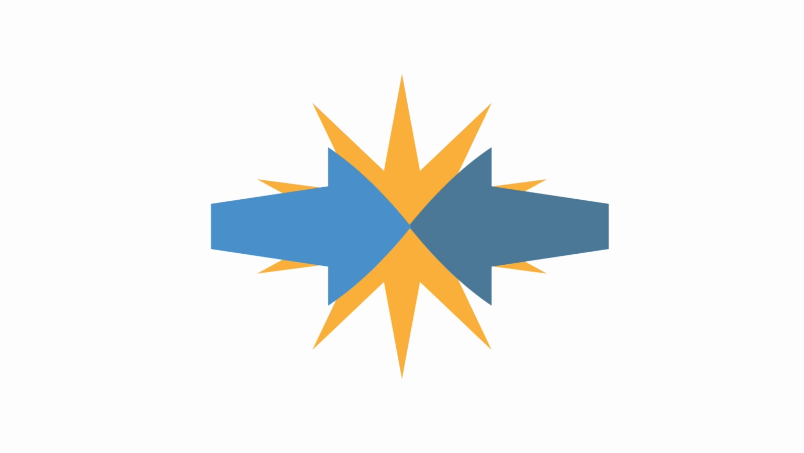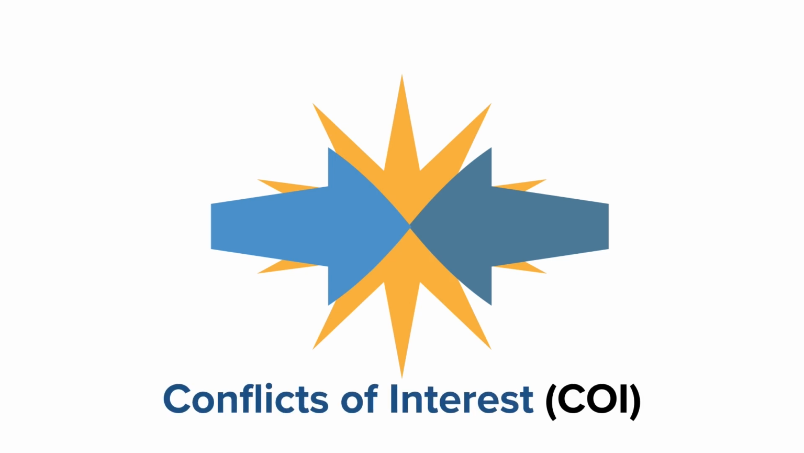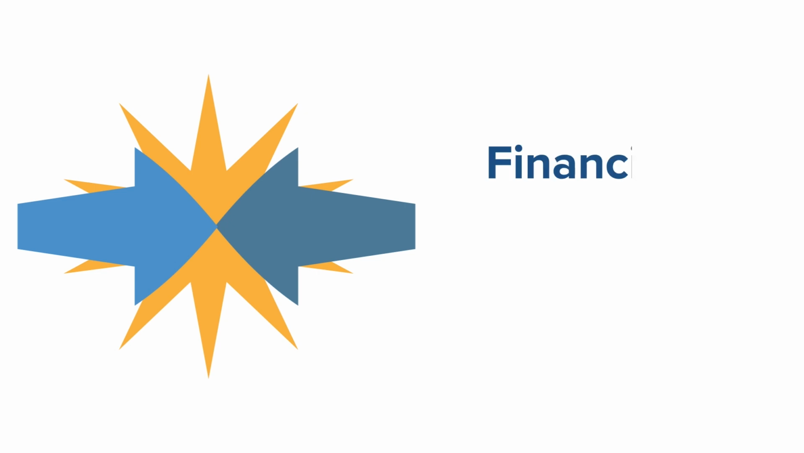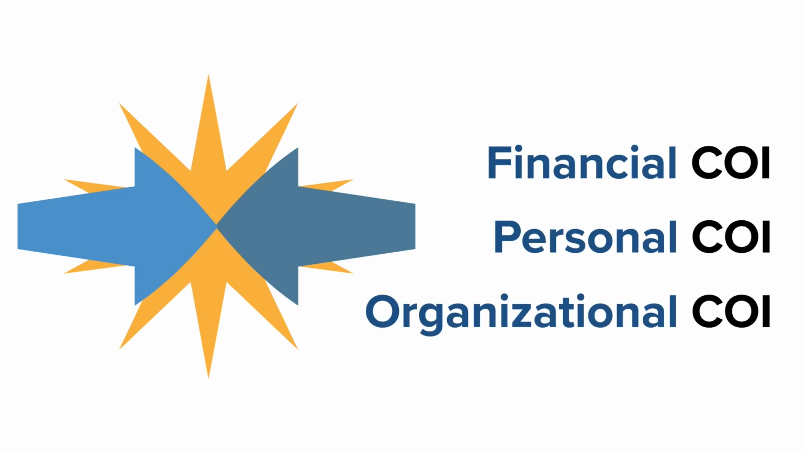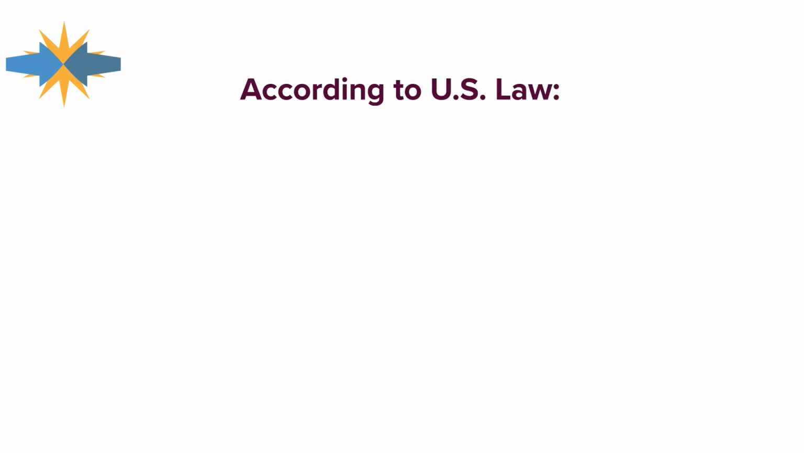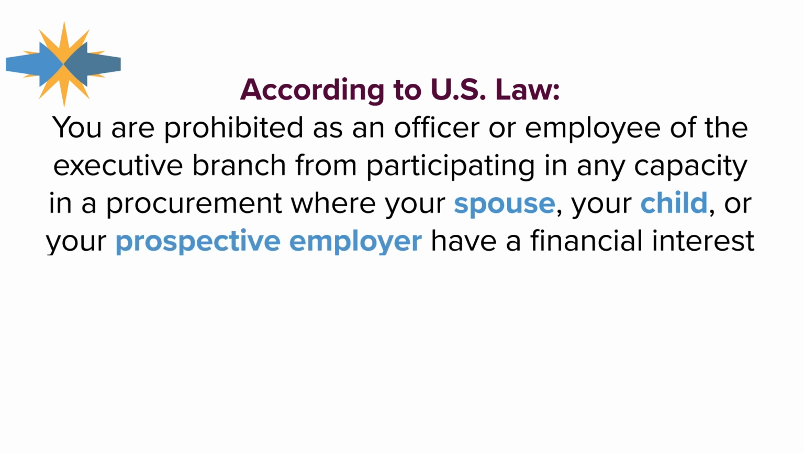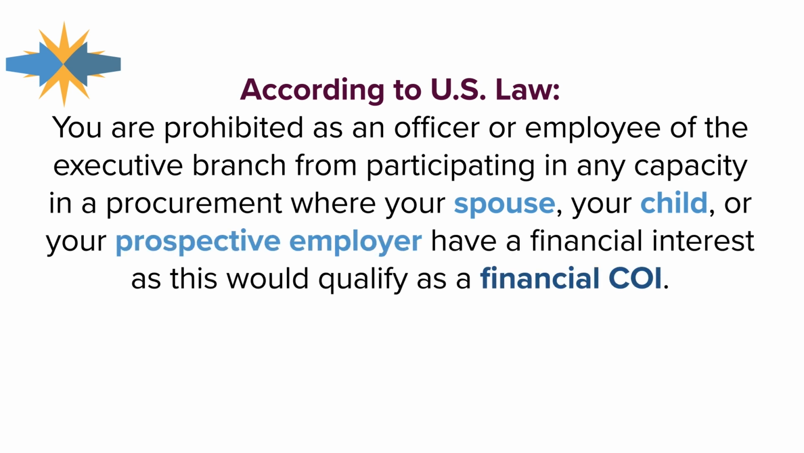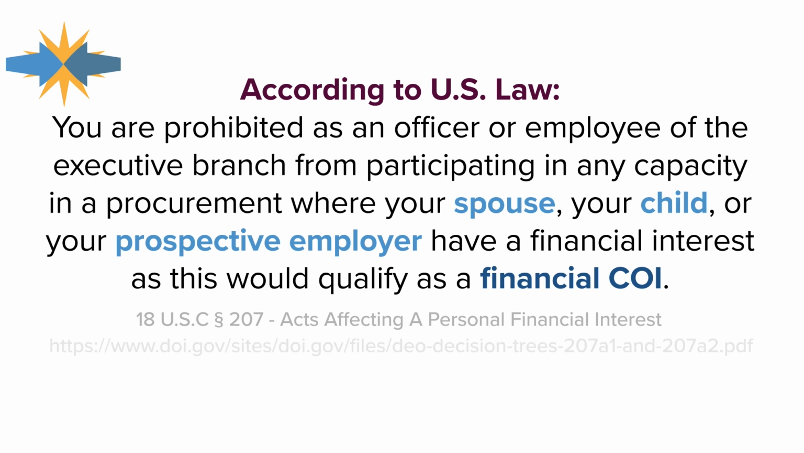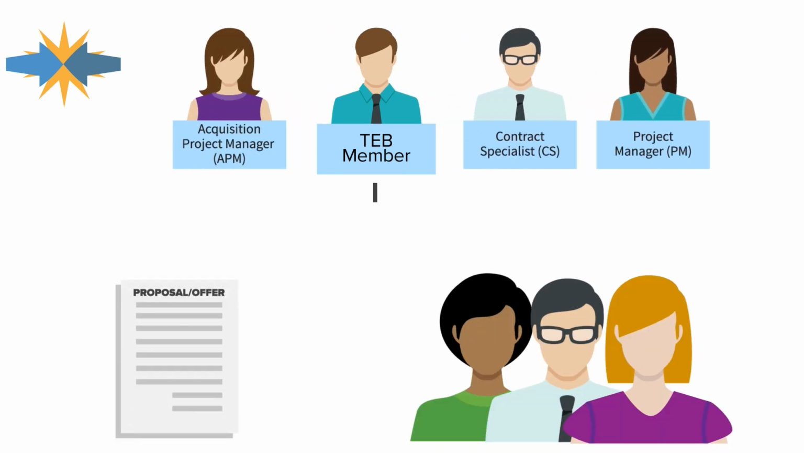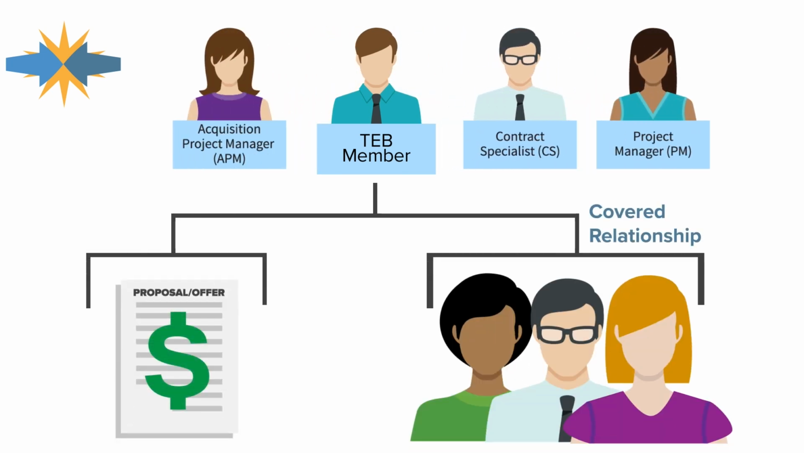Conflicts of interest. In addition to procurement integrity, there are many types of conflicts of interest, or COI, which need to be identified and disclosed, such as financial COI, personal COI, and organizational COI. Financial COI. According to U.S. law, you are prohibited as an officer or employee of the executive branch from participating in any capacity in a procurement where your spouse, your child, or your prospective employer have a financial interest, as this would qualify as a financial COI. You have a financial COI if you have financial interest in an offeror or a covered relationship. More on covered relationship next.